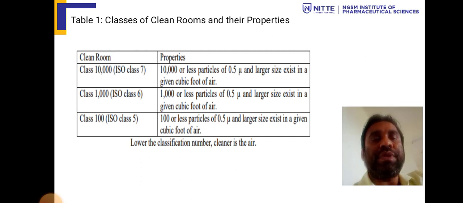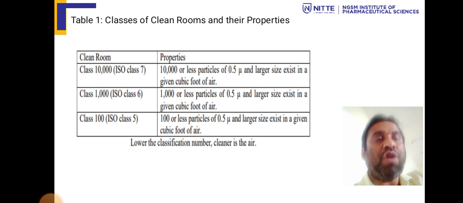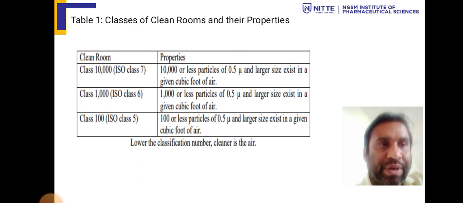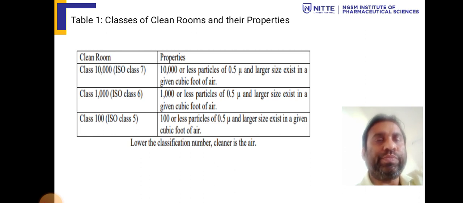The property of this is they should have 10,000 or less particles of 0.5 microns in size, or it may exist in a larger size, for a given cubic feet of air. So when we calculate a given cubic feet of air, the size of the particle should always be 0.5 and it should be 10,000 or less particles. So we can grade them or tell them as an ISO class 7 room. The next one is class 1000.